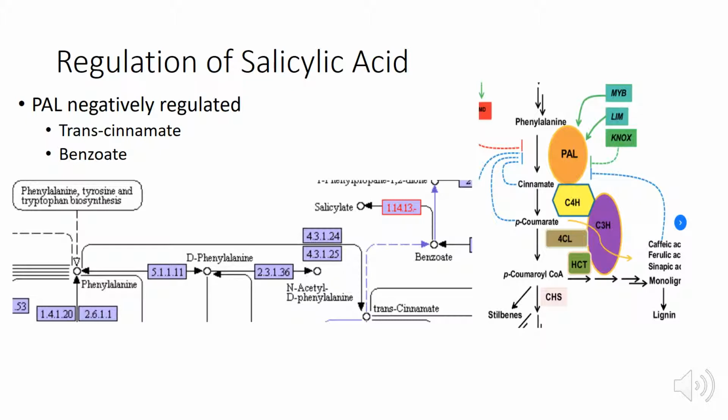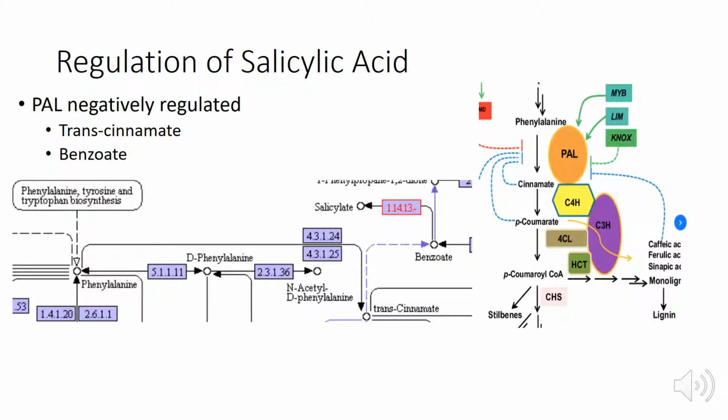So going down the pathway, excessive trans-cinnamate can directly inhibit enzyme activity itself, or it can even impair PAL transcription. So if there is a lot of trans-cinnamate in the pathway, the transcription of PAL will even be deregulated. So when this happens, PAL is downregulated, then phenylalanine cannot become trans-cinnamate, which is the second step in the biosynthetic pathway. Another inhibitor of PAL that I found on Brenda was the accumulation of benzoate in the biosynthetic pathway.